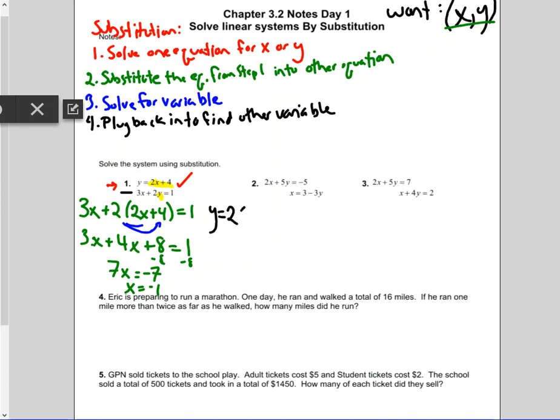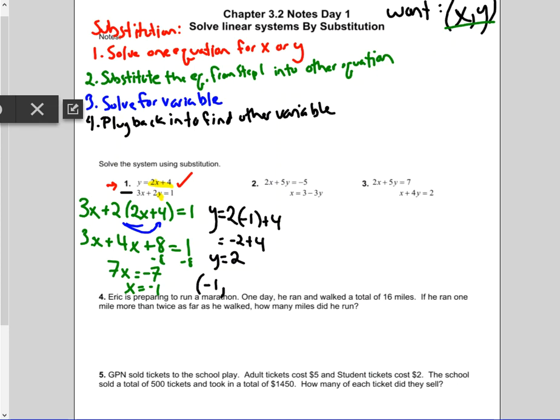So 2 times negative 1 plus 4, which makes negative 2 plus 4. So y must equal 2. Bam! Are we done? No! What do we want? X comma y.